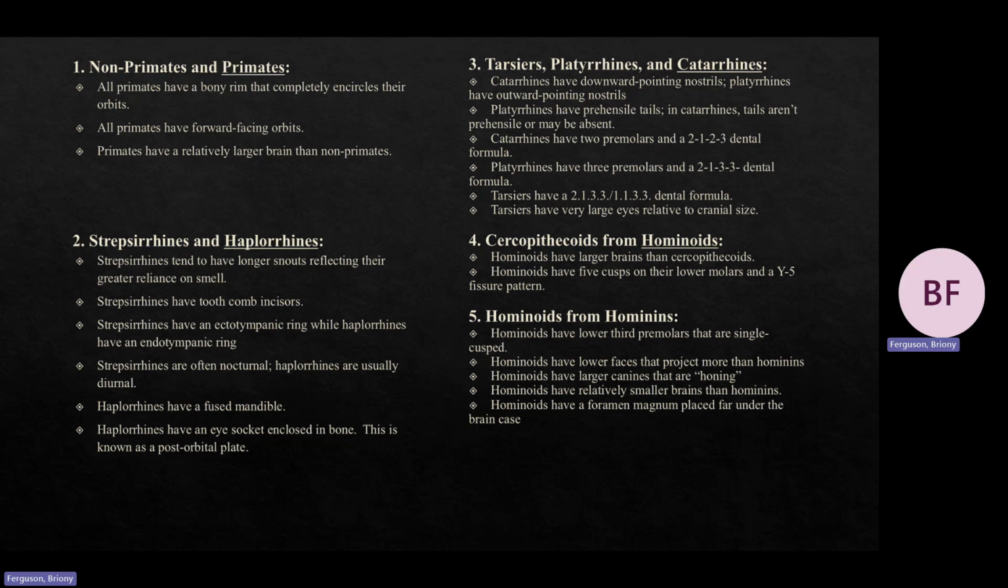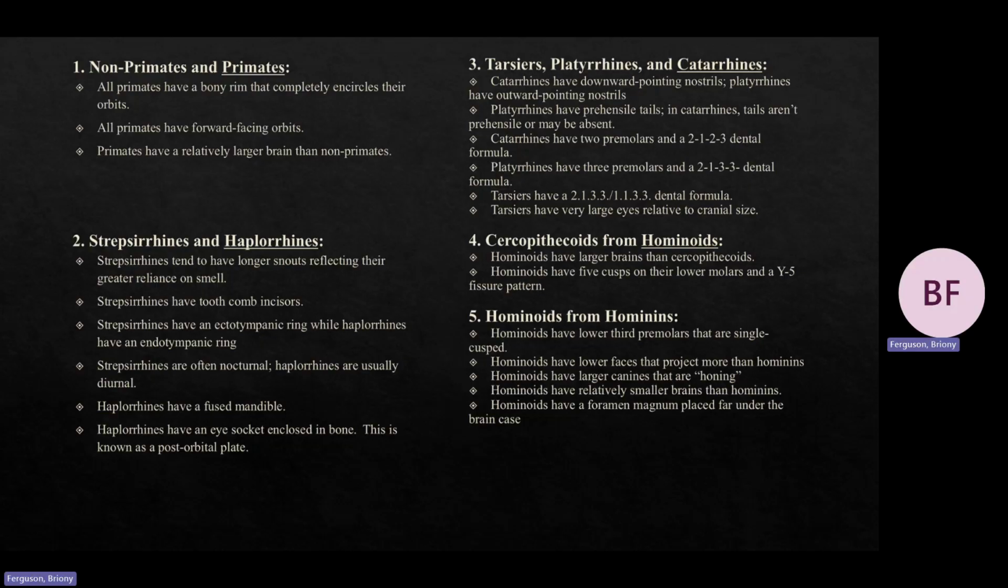Haplorhines also have a fused mandible, as well as an enclosed eye socket. So this is that enclosed eye orbital. This is why in humans, where our eye sockets sit, we don't have an opening at the back. It completely encloses our eyes. All haplorhines have this. A lot of strepsirrhines don't. This is also sometimes known as a post-orbital plate.